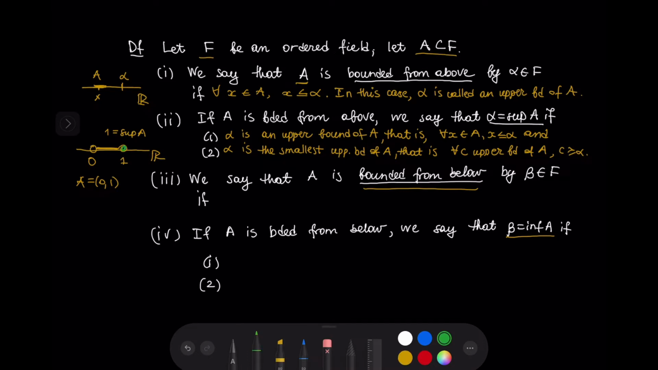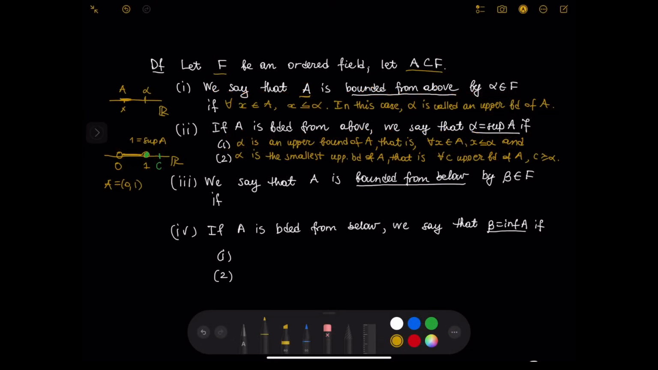So this number 1 is to the right of the set A. And if I take any other upper bound of the set A, C is going to be greater than or equal to 1.